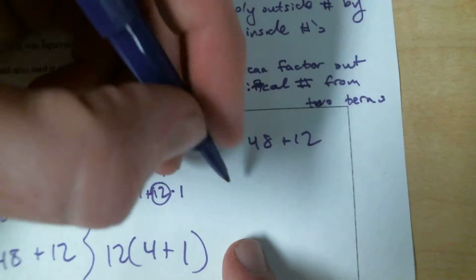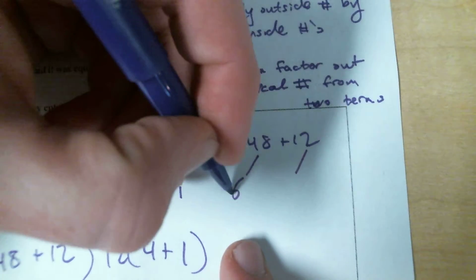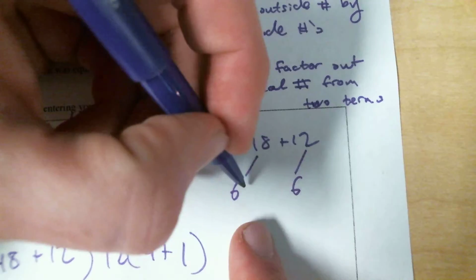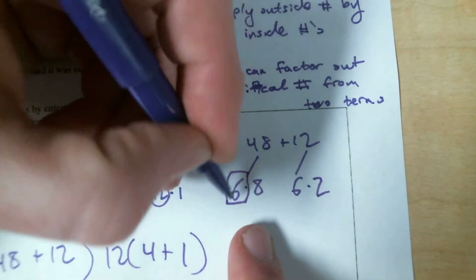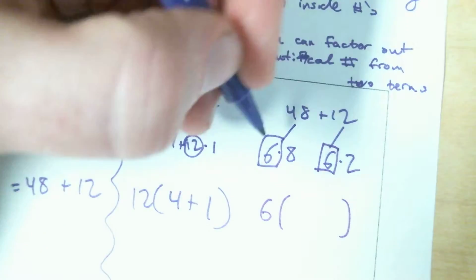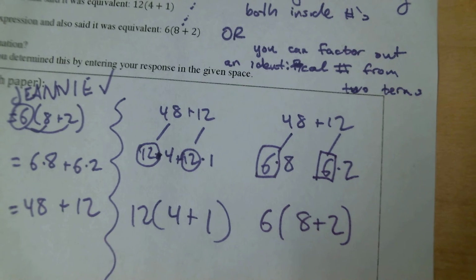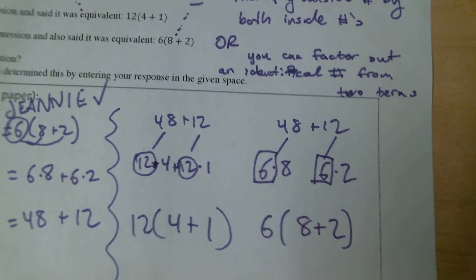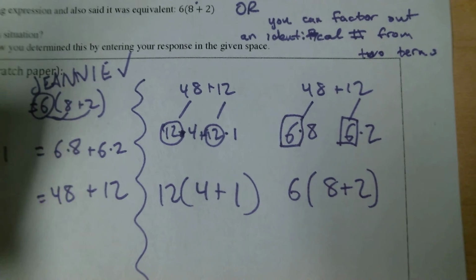And then with Jeannie, it's kind of the same idea, right? I can factor a 6 out of both of these. I know 6 times 8, 6 times 2. Here, the common factor is 6. So that gets factored out, and I'm left with 8 plus 2 on the inside, not any different than what we see above. So here, I have to think, well, both are correct.